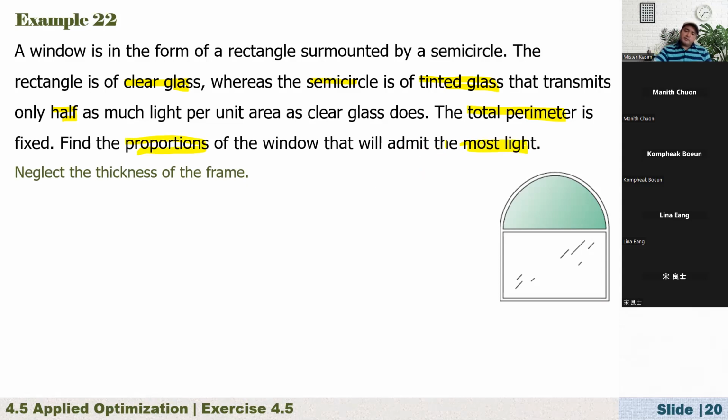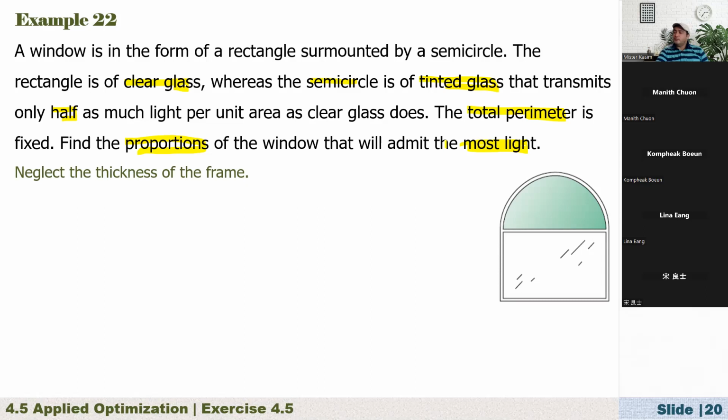How should we understand this question? Suppose that, as an architect or engineer, you're going to make this kind of window. The lower part is rectangular, the upper part is semicircular, and you want the upper part a bit tinted, a bit darker, so that it does not transmit much light. And the lower part is fine, maybe it is clear glass. How much tinted it should be, the question says it transmits only half as much light per unit area as clear glass does.